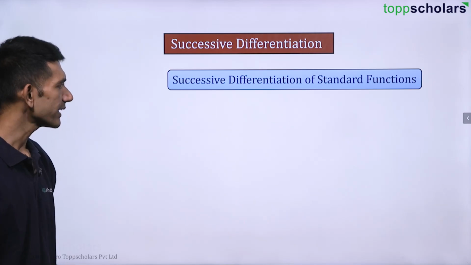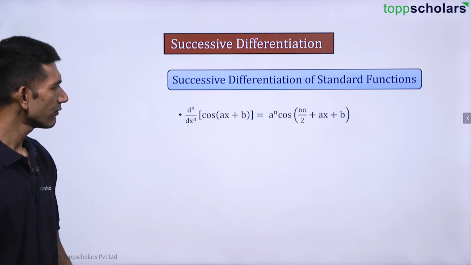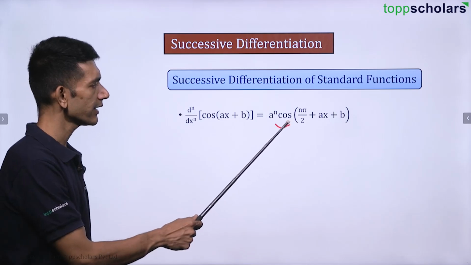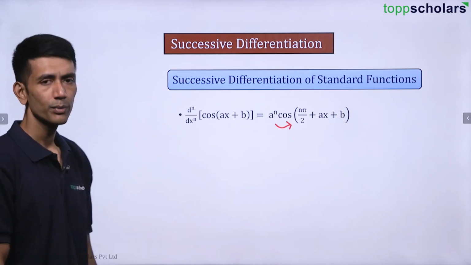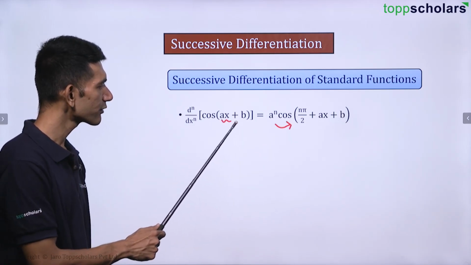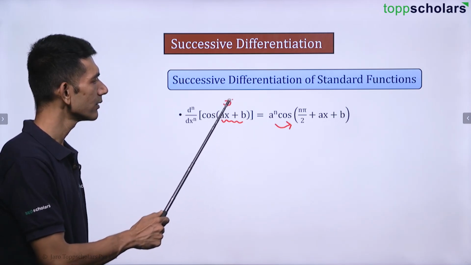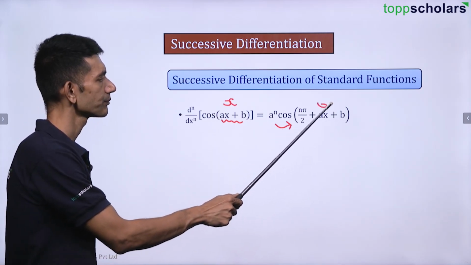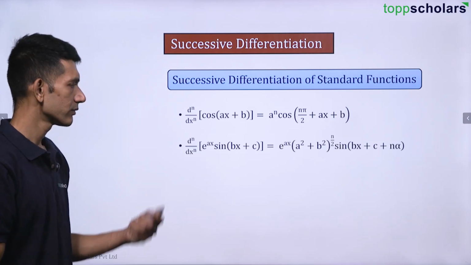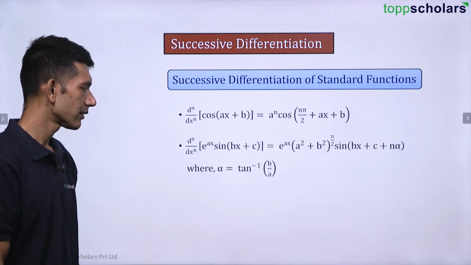For sin x, it is sin of n pi by 2 plus x. For cos x, it is a raised to n cos of n pi by 2 plus ax plus b, provided here you have ax plus b. If you have x here, this is going to be x. This is for sine.